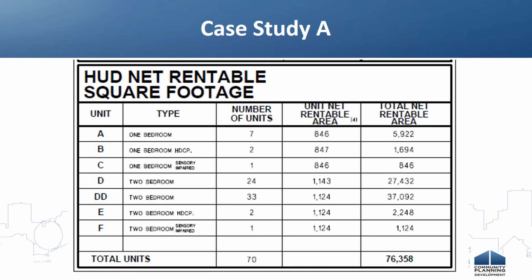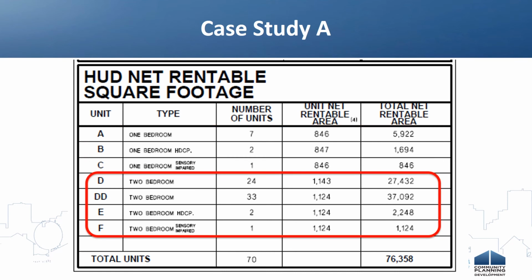So let's look at an example, which we've labeled Case A. As we noted, it's common for the architect to include a summary table of the architectural unit types, and this is one pulled from an actual HOME project. You can see the project has 70 total units, 10 of which are one-bedroom units, along with 60 two-bedroom units. The one-bedroom units have been labeled by the architect as A, B, and C units. We see that the B unit, which is physically accessible, has 847 square feet, while the others all have 846 square feet. We don't need to do a lot of math to determine that the variation in size is insignificant.